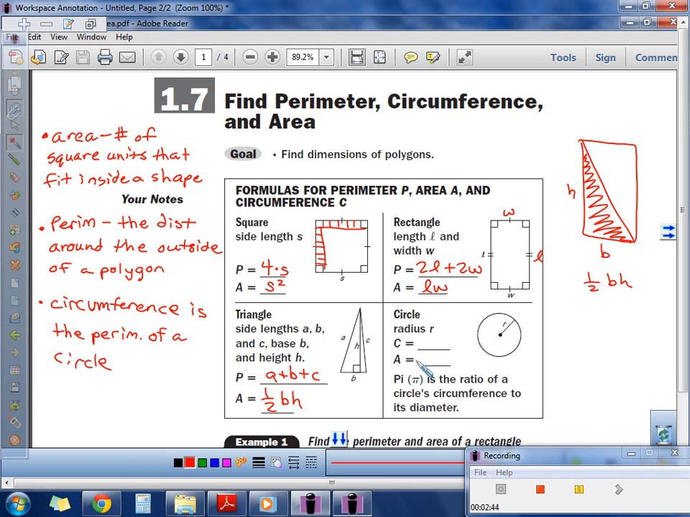Circle, a lot of people miss these formulas as well. Does anybody remember either of those formulas? All right. Area is one you better know. Pi r squared. Circumference, pi d, pi times diameter.